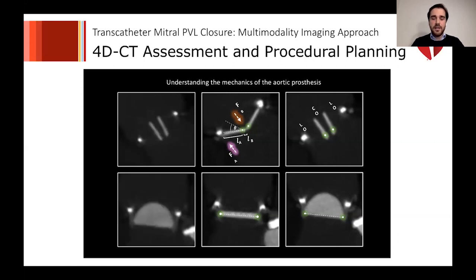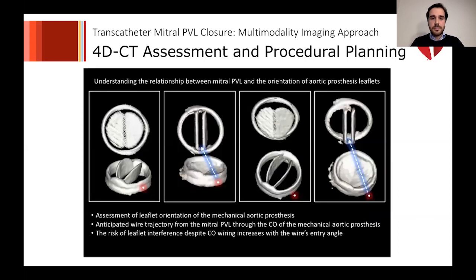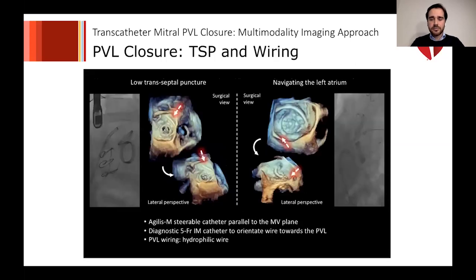But we also had a look at the three-dimensional relationship between the PVL location and the orientation of the aortic prosthesis, especially the orientation of the leaflets of the aortic prosthesis. We realized that we were in a favorable situation with the leaflets oriented parallel to the anticipated trajectory of the guide wire, which was also not very angulated, and therefore we anticipated a very good interaction targeting the central opening of the prosthesis. And we went back to the cath lab.